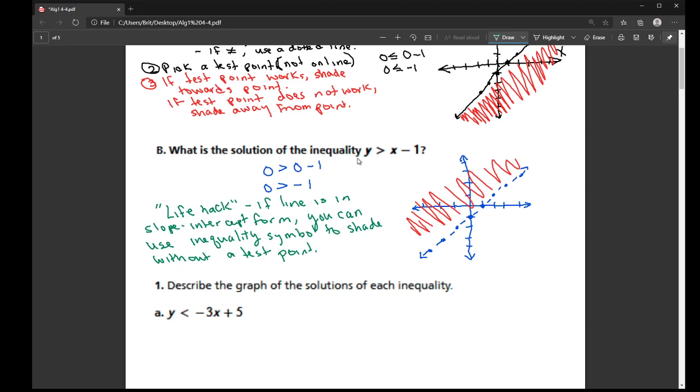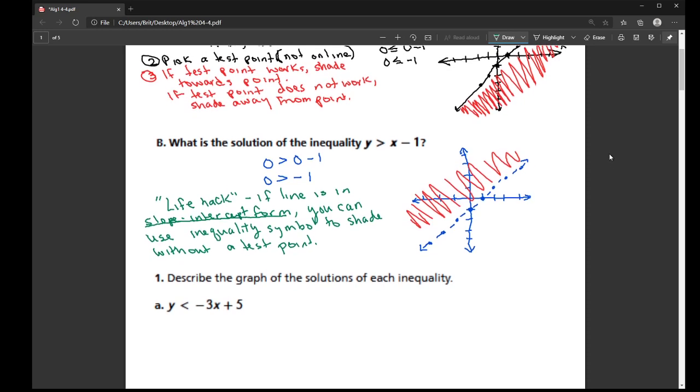Right, so if you look, it says y is greater than x minus 1. So the numbers greater than this line are above it. Now that only works if it's in slope-intercept form. This does not work for any other form of the line.